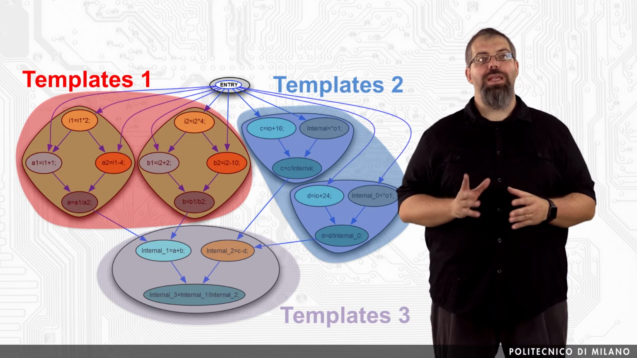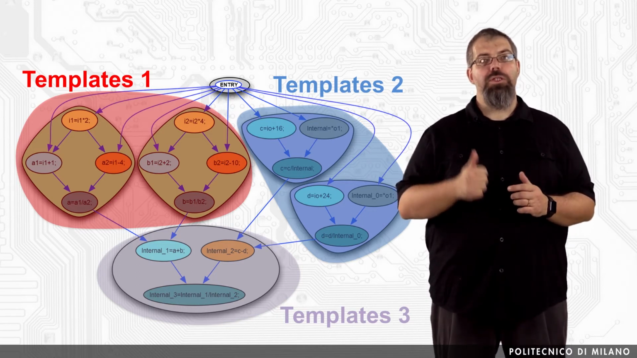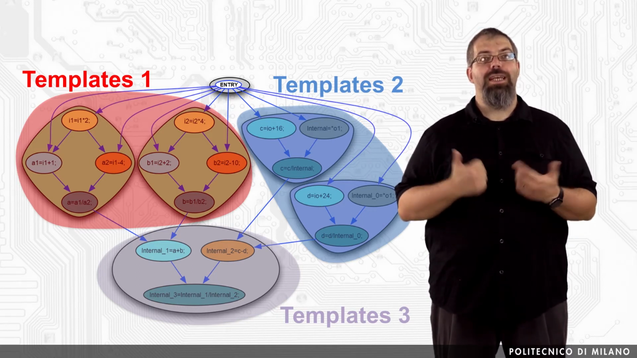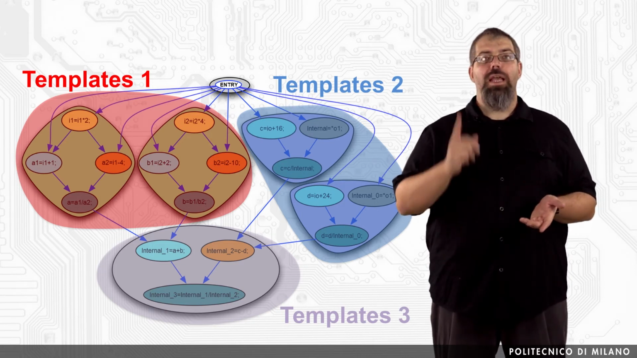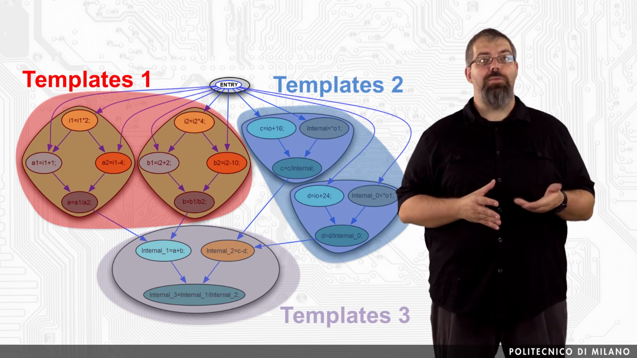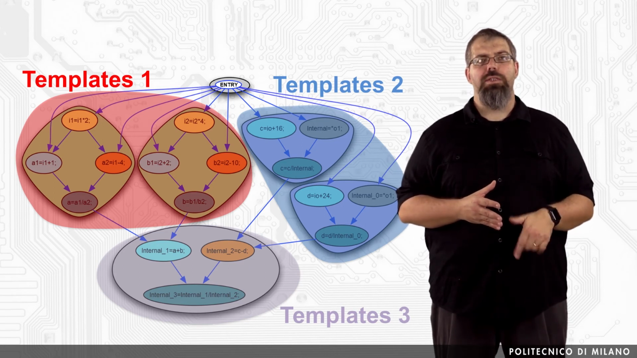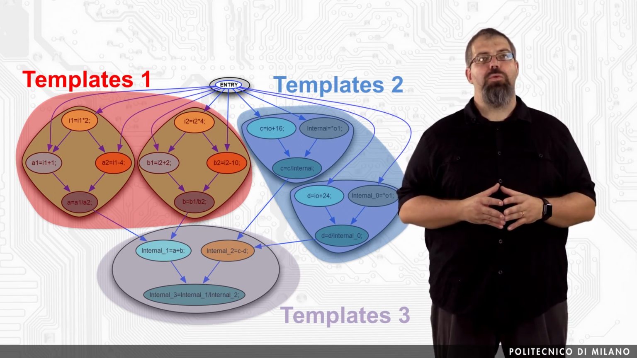In this example, we can see 3 templates. The first one is made of 4 nodes and it has 2 instances. The second one is made of 3 nodes and it has also been identified 2 times in the graph, while the third one is composed of 3 nodes, but it has just 1 instance.